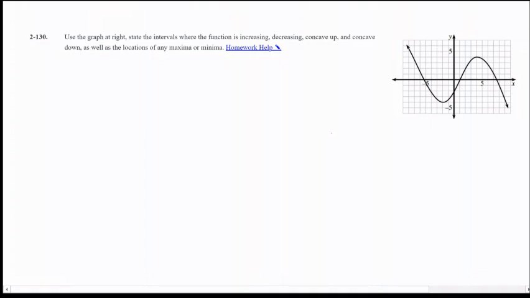We're asked to use the graph at the right and state the intervals where the function is increasing, decreasing, concave up, concave down, as well as any locations of maxima or minima.